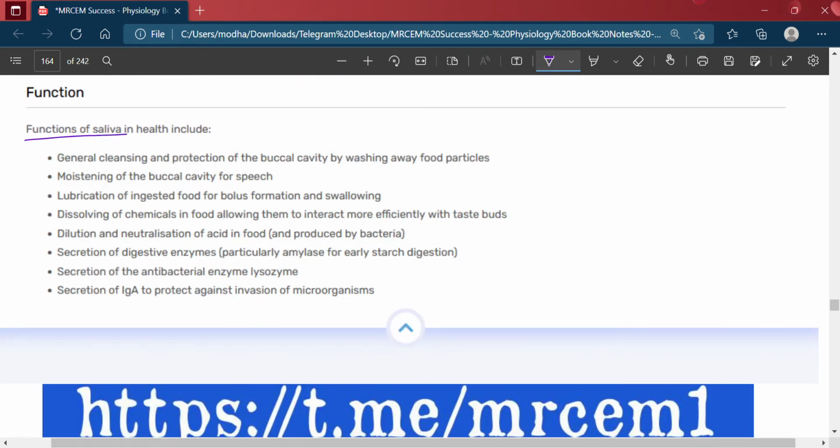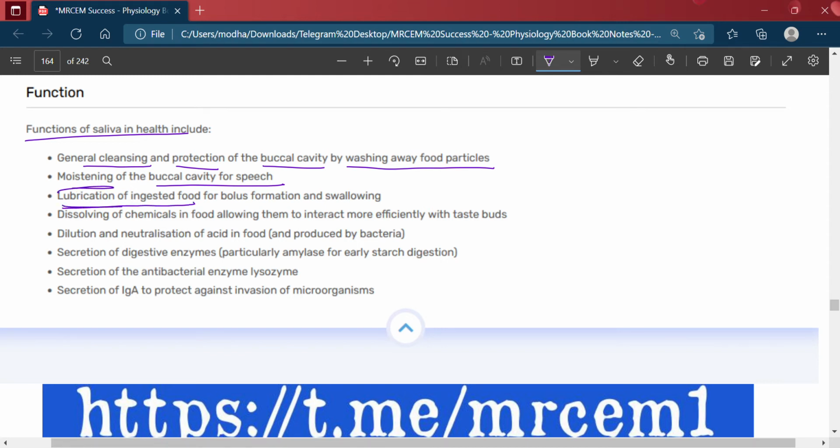Then, the functions of saliva. The functions of saliva in health include general cleansing and protection of the buccal cavity by washing away food particles, moisturizing the buccal cavity for speech, and lubrication of ingested food for bolus formation.